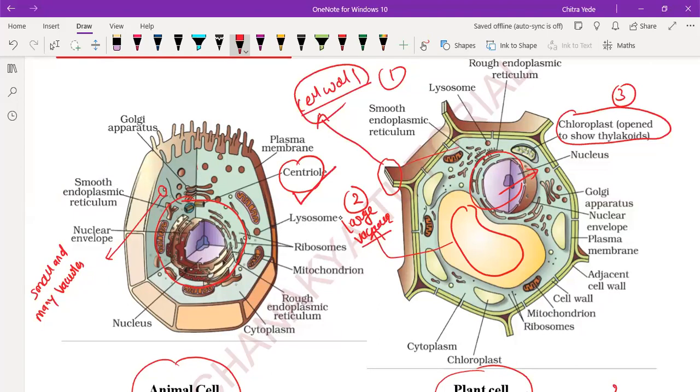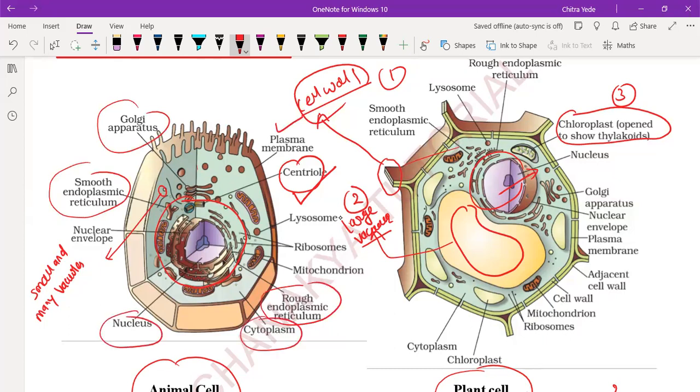Otherwise, we have already completed plasma membrane, Golgi apparatus, smooth and rough endoplasmic reticulum, cytoplasm, nucleus, nuclear membrane, which is also called the nuclear envelope, ribosomes, and lysosomes. These are nothing but important cell organelles that we have in the cell. So take a screenshot then.